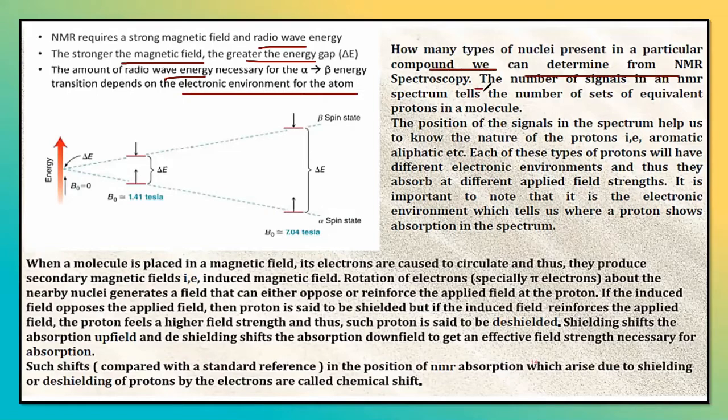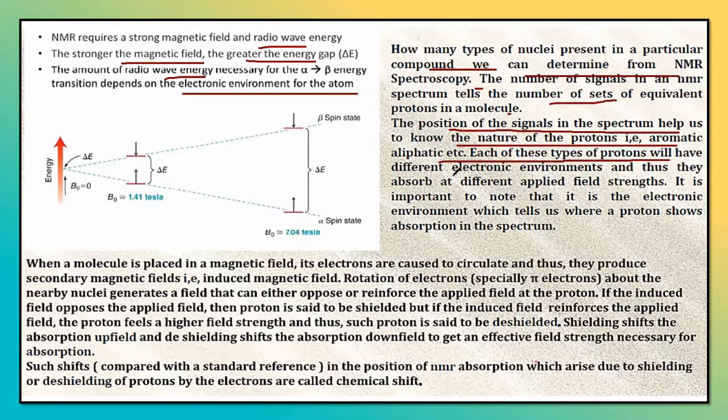Basically, what happens? Suppose different types of hydrogens are present, that is, hydrogens in different atmospheres. If different atmospheres of hydrogens are present, then they will give different peaks and different data. Depending on that, we can easily predict what the structure of the molecule is. Basically, this is used to determine the structure of the molecule. The position of the signals in the spectrum helps us to know the nature of protons, aromatic, aliphatic, etc.